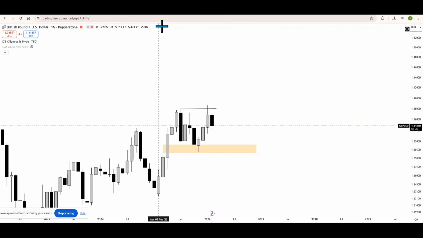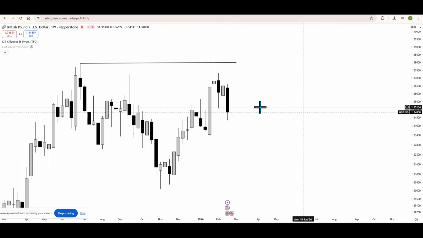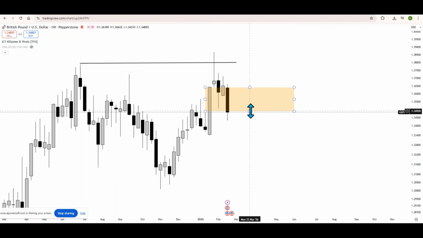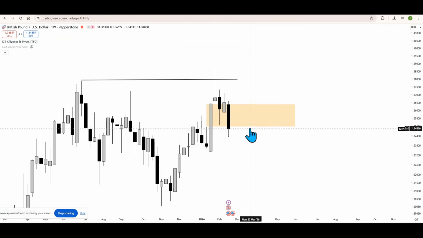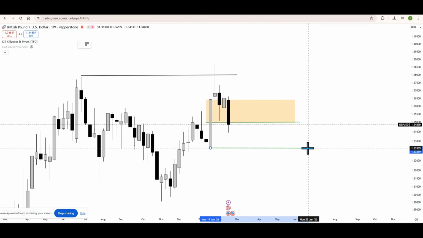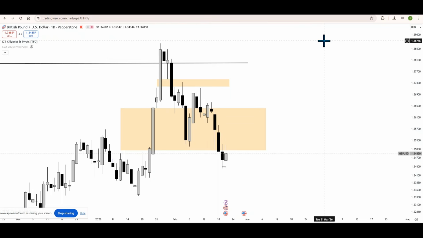So if we look at the weekly time frame, you can see price retraced to this fair value gap here, but finally this fair value gap got inverted. So this is a good fast confirmation of a likely more bearish move. And if that is the case, then this is our next draw of liquidity for price. So let's look at the daily time frame.